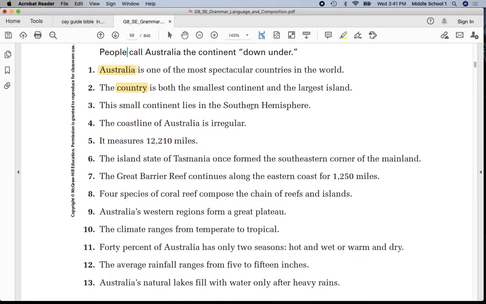The small continent lies in the southern hemisphere. What's the sentence talking about? Continent.